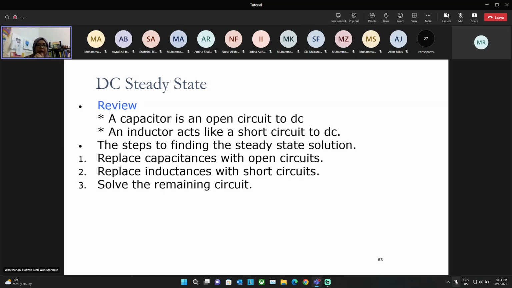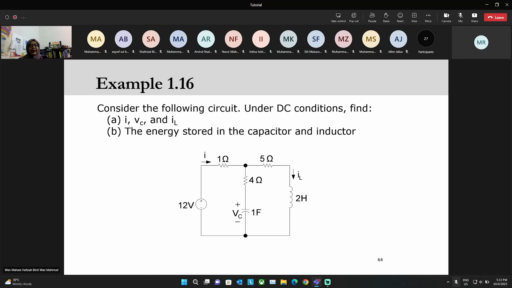Okay, so you kena ubah lah. Any capacitor dekat dalam circuit you tu, you open circuit kan dia. You remove dia. And any inductor dalam circuit, you short circuit kan dia. Short circuit maksudnya you sambung straight lah tanpa inductor tu. And then baru you solve kan the circuit. Kita akan tengok contoh kat sini. Okay.